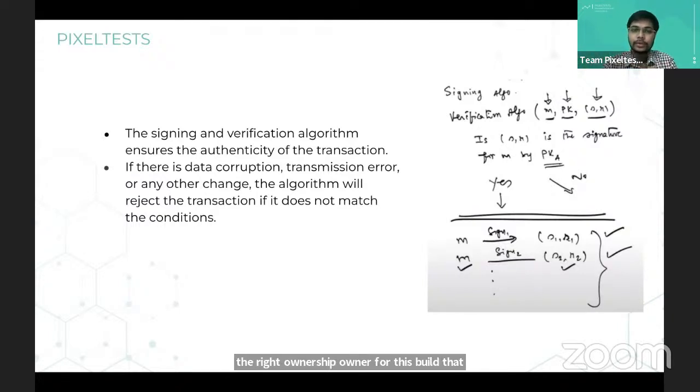Will the secret key of that person prove the ownership of the funds? If it is a manipulated transaction, the hash will not match and the transaction will be rejected.